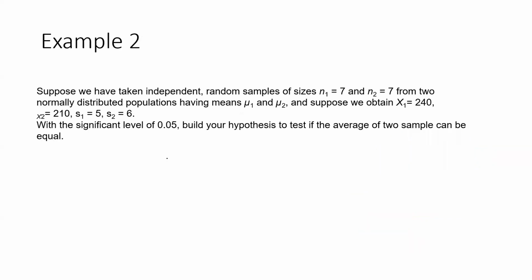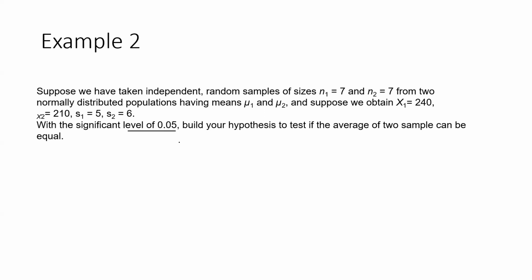Now let's start with another example. In this example, suppose that we have two different samples. Both of these samples have the same sample size. Both of them have 7 observations. And then the average of sample 1 is 240, and the average of sample 2 is 210. Standard deviation of number 1 is 5. Standard deviation of number 2 is 6. And it's telling us to build your hypothesis, and the significance value is 0.05.